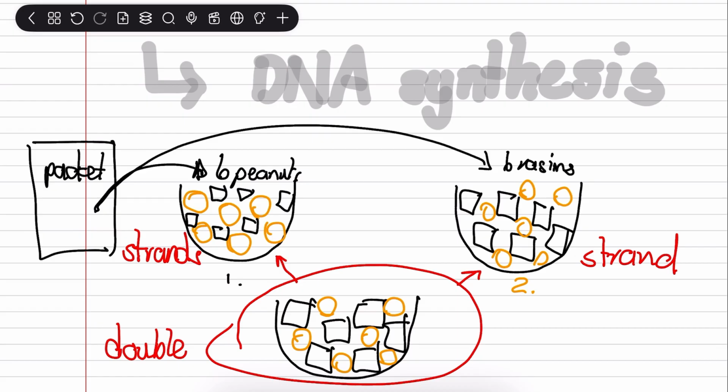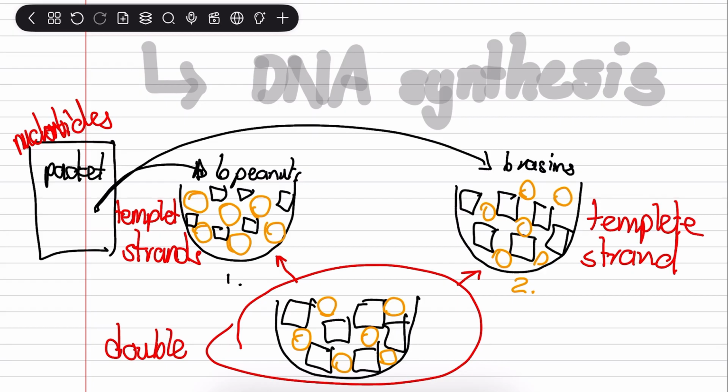On the one strand, I will have a template, right? So this template was my raisins. On the other strand, it forms the template. So on this template, it was my peanuts, right? Then I have what we call free nucleotides. So my nucleotides are free floating. So it's the packet that has many possible nucleotides that only bind to its nucleotide pair. So it'll only bind to its pair. Meaning that the 6 raisins will only bind with 6 peanuts. The 6 peanuts will only bind with 6 raisins, right?